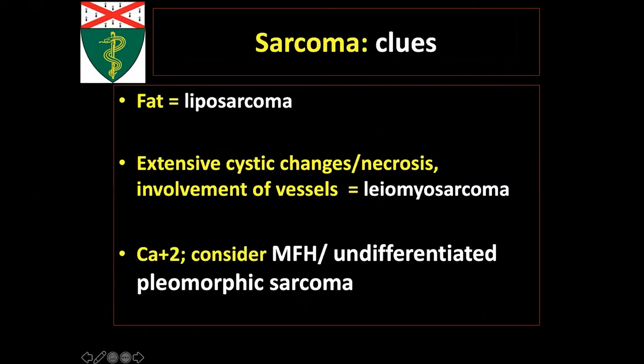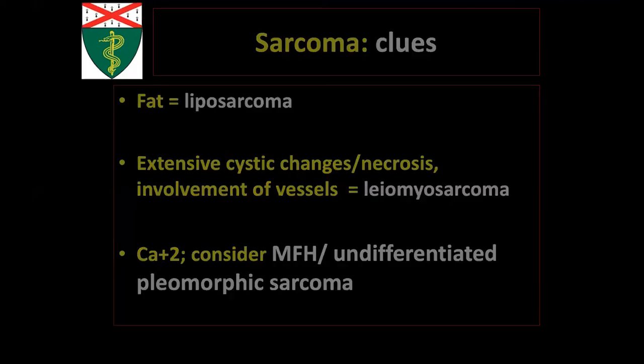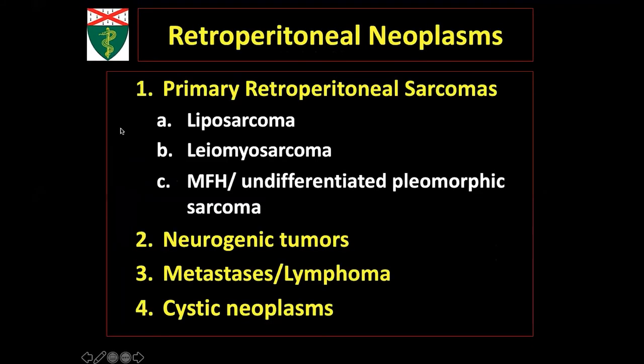If you see a tumor that has involvement of vessels, and/or extensive cystic changes and necrosis, you're going to think of leiomyosarcoma. An undifferentiated pleomorphic sarcoma is going to be very tough to call on imaging. If you don't see fat, if you don't see involvement of vessels, and a mass has some calcifications, perhaps it's an undifferentiated pleomorphic sarcoma, but again, very tough to make that call on imaging. So that covers our sarcomas.